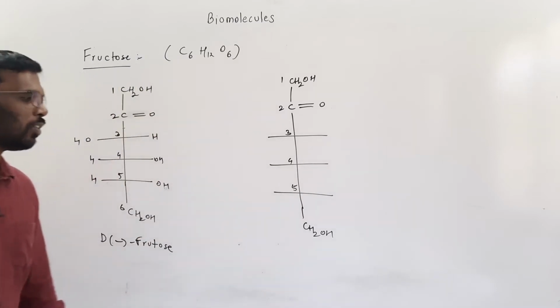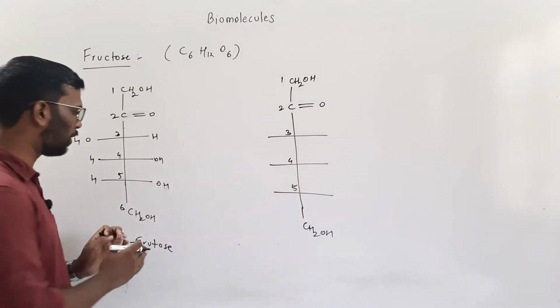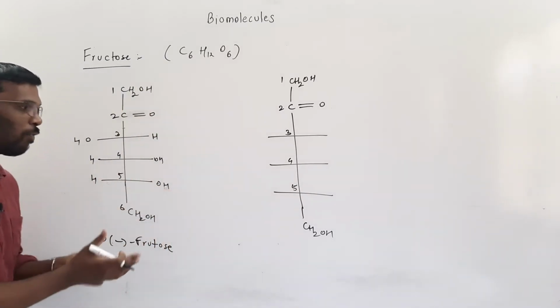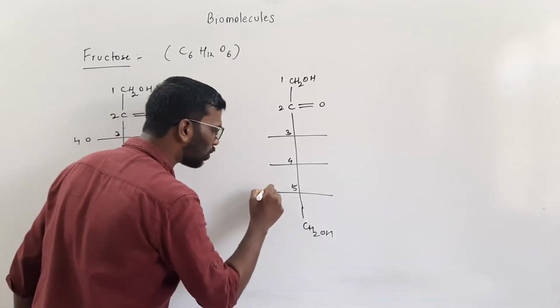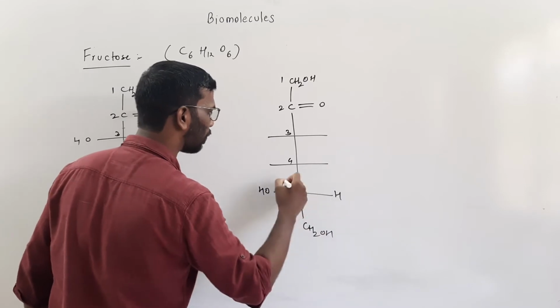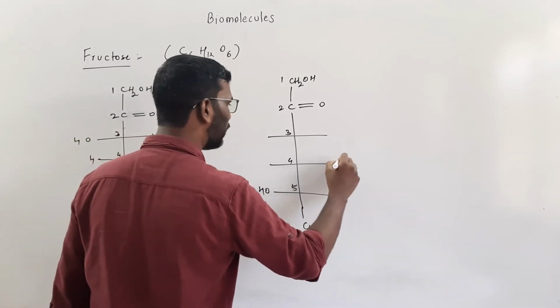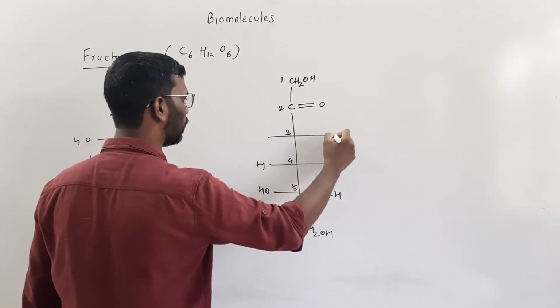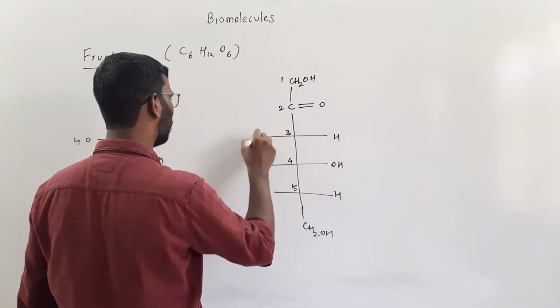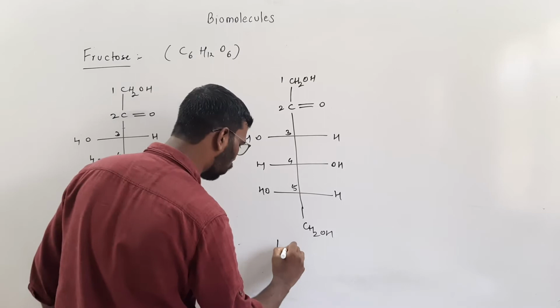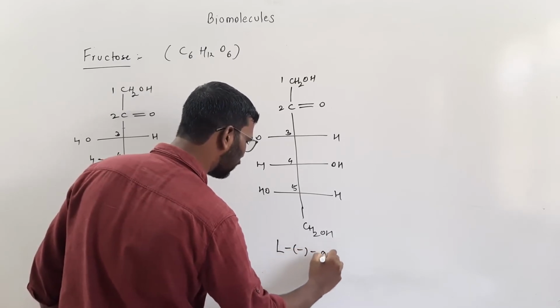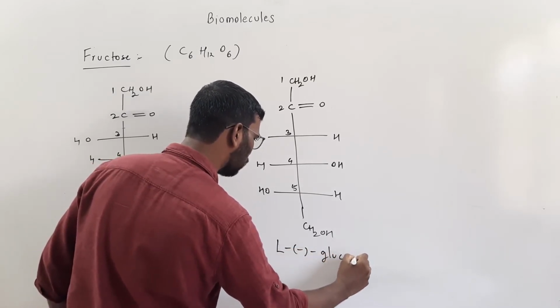There will be a change in configuration at carbon 5. Meaning if I want to write it in the L form, then OH is on the right side. In the D form, the OH is on the left side. Right? Then this is OH and this is H. This is H and this is OH. This is the L form of glucose. L-glucose.